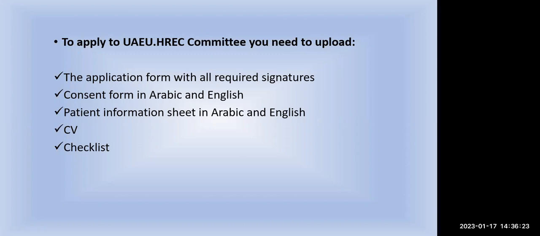We need a consent form. This is for human ethics. We need the consent form both in Arabic and English, and I will show you an example of these. And we need a patient information sheet, meaning a sheet that includes information about the project, what you are going to do in this project on this patient. So the patient should know what you are going to do and what the risks are. If there are any risks, you should tell the patient. And you should also tell about the importance of this project, and when it is completed, what the benefits will be for the community.